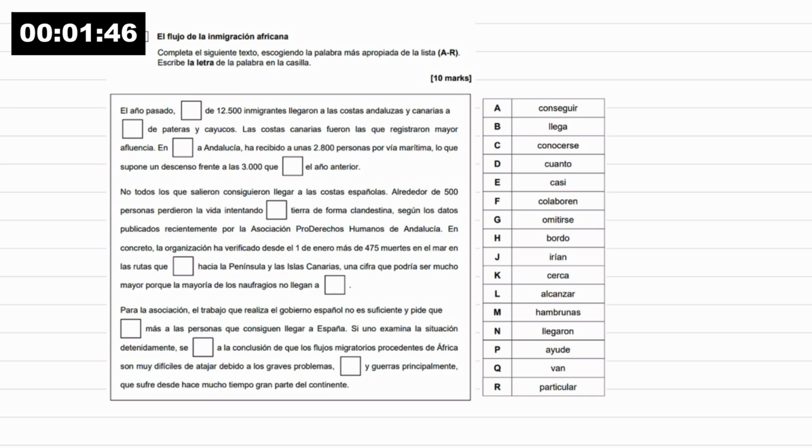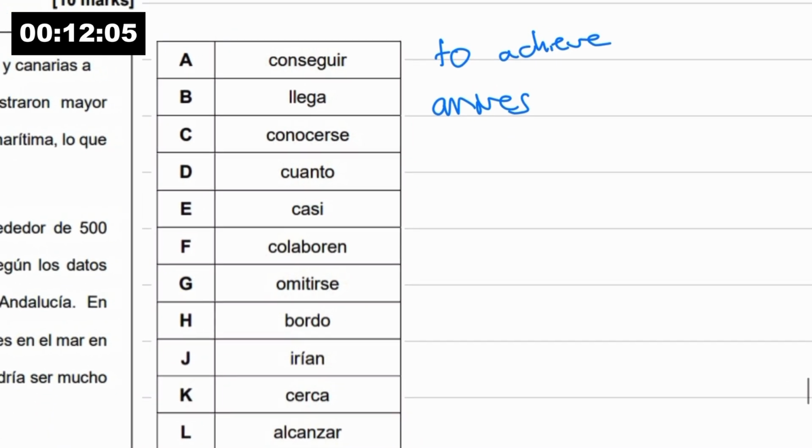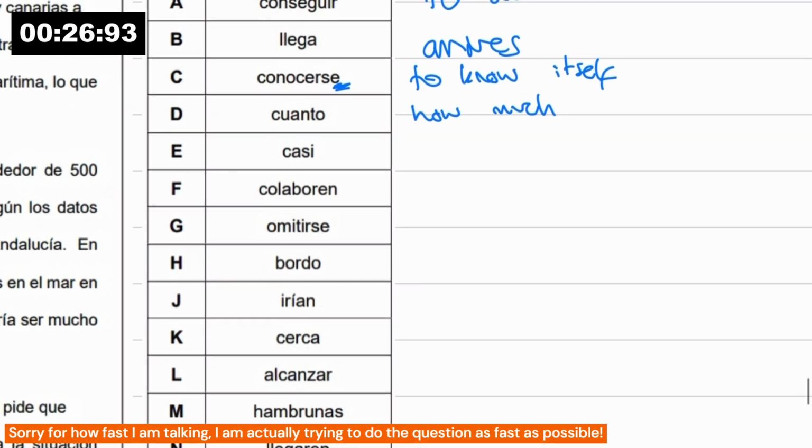So my first thing is going straight onto the list of words and just translating them. So conseguir, if I do it in blue, conseguir is to achieve. Llega is arrives, like he or she arrives in the present tense. Conocerse is the infinitive, like to know oneself or something like that because it's reflexive. Cuánto is maybe like how much.